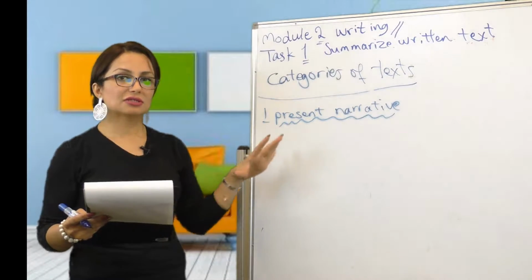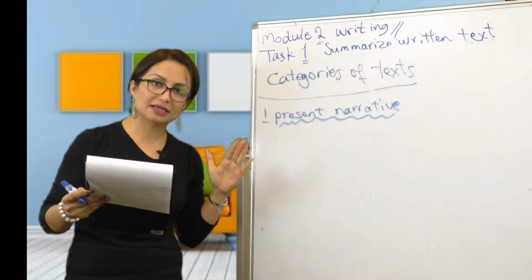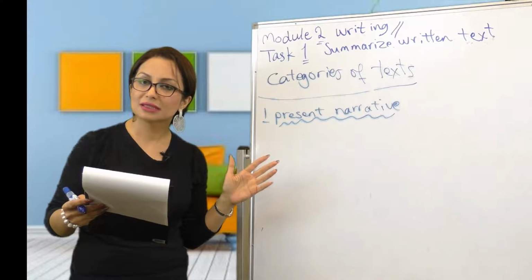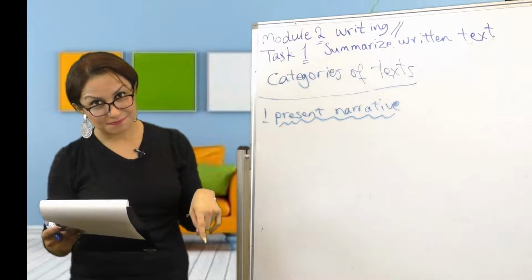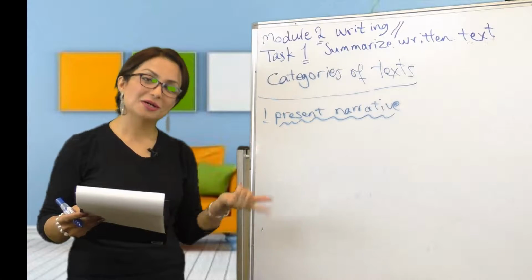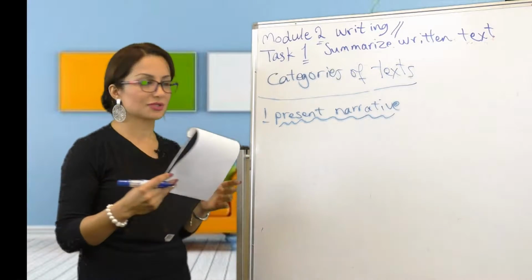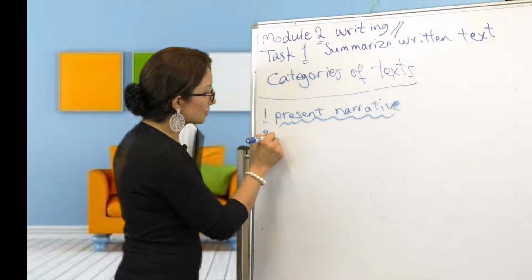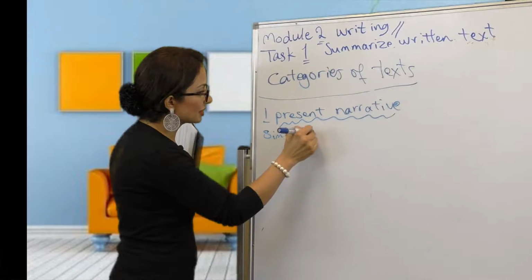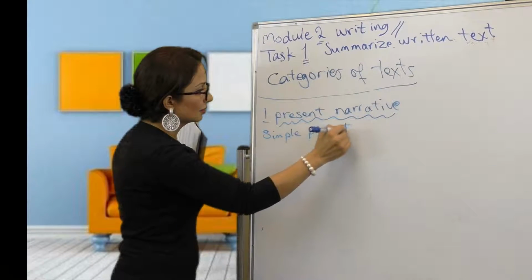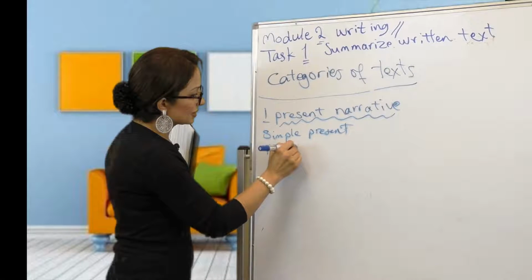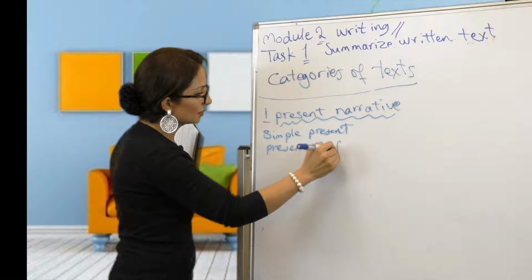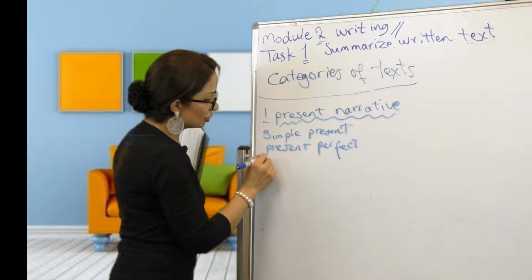So, frequent grammar for present tense in English is simple present, present perfect, present continuous tense. So these three types of grammar: simple present, present perfect, and present continuous.